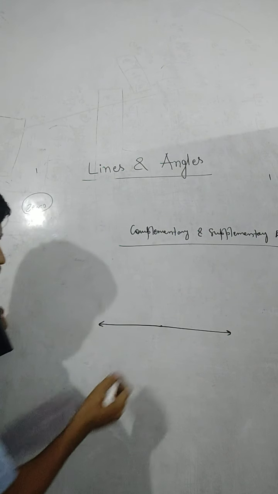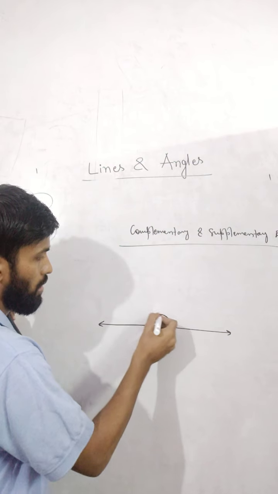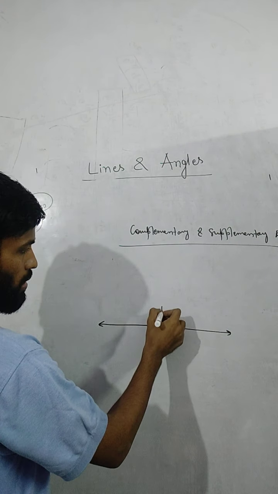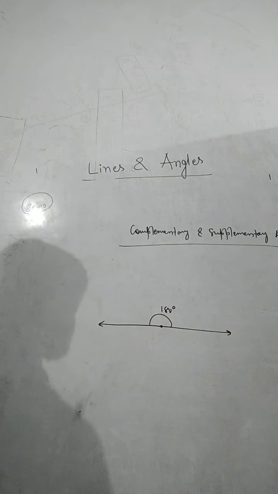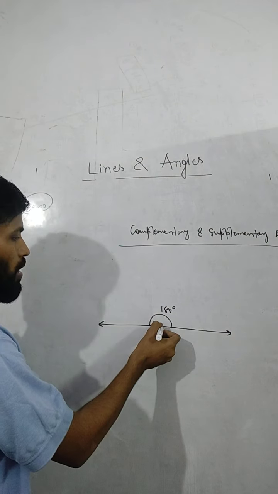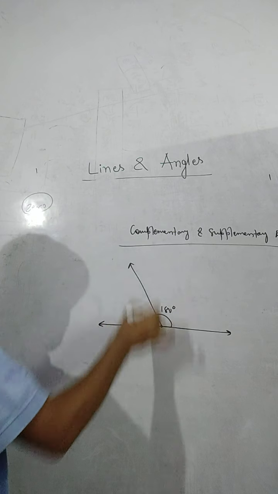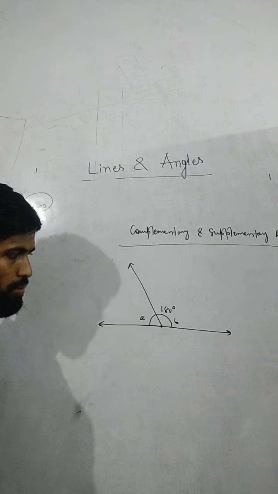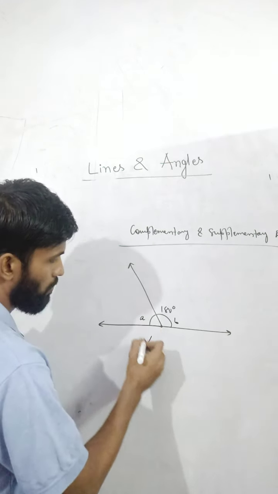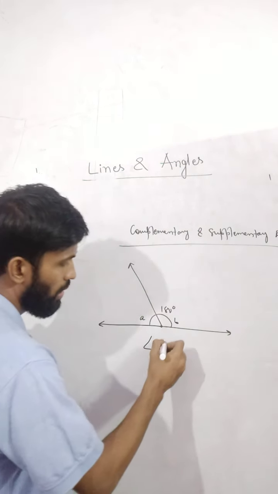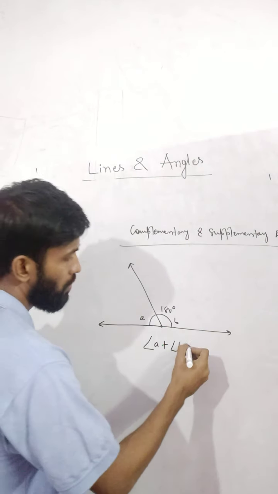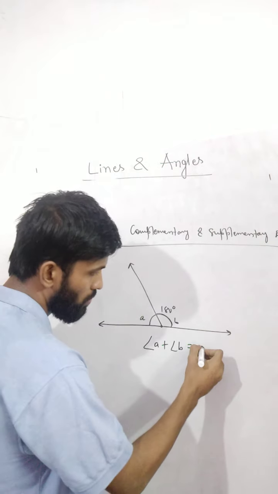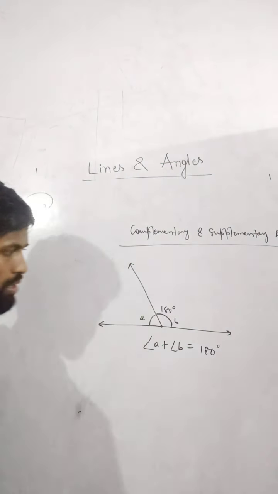So we have just learned that this is a straight angle and its measure is 180 degree. Now let's just say I divide it randomly into two parts and I name these angle small a and angle small b. So here it is very obvious that angle a and angle b, this part plus this part, is equal to total, which is 180 degree.